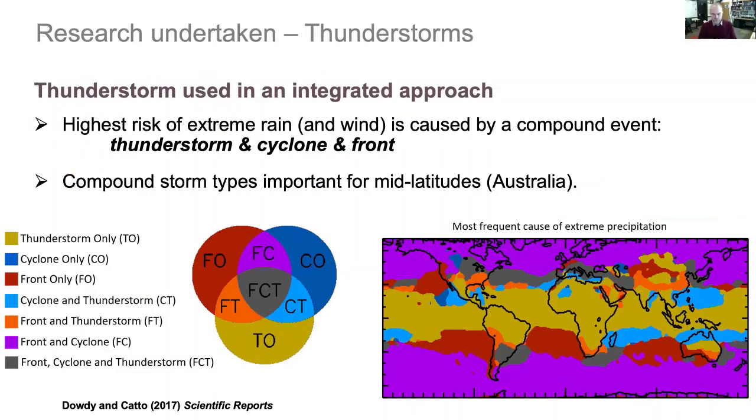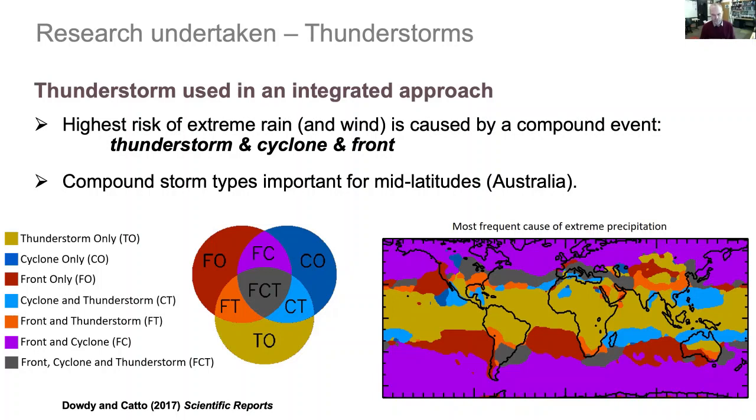Thunderstorms were also used in an integrated approach to examining storm impacts. This was based on combining data for thunderstorms, cyclones and fronts, together with rainfall and wind data. And the results show that the highest risk of extreme rainfall is due to a type of triple storm defined by the simultaneous occurrence of a thunderstorm, cyclone and front.